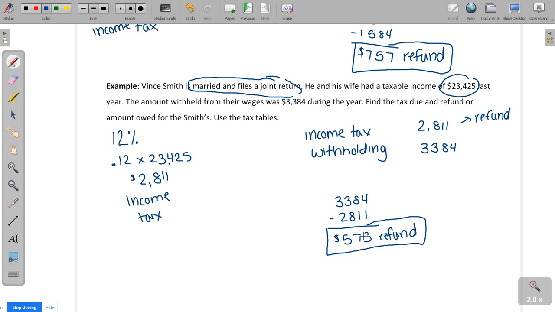So that is the lesson on federal income tax. Please reach out if you have any questions.